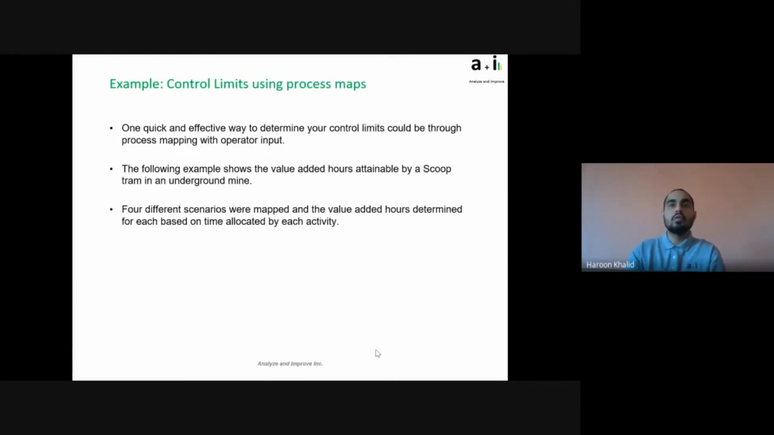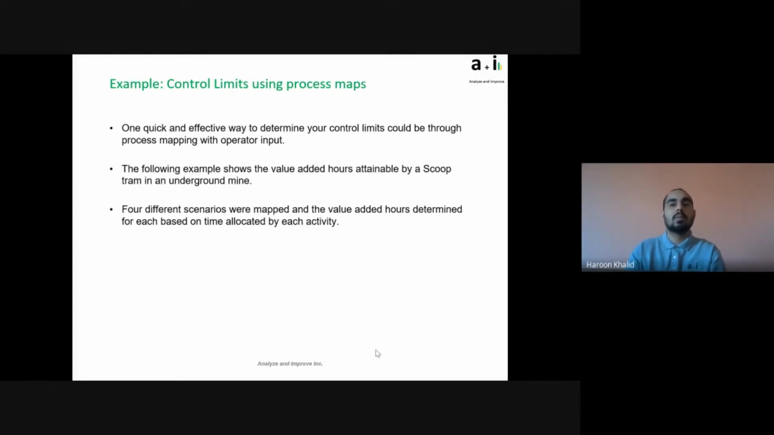So for the process control limits, one effective way to determine them could be through process mapping with operator input. Such was the case where we had operators in the room already and we were able to get their input. The following example just shows the value-added hours attainable by a scoop tram in an underground mine. It looks at 4 different scenarios where we had different equipment available and different modes of transportation available to us, and how the number of value-added hours we could get changed.